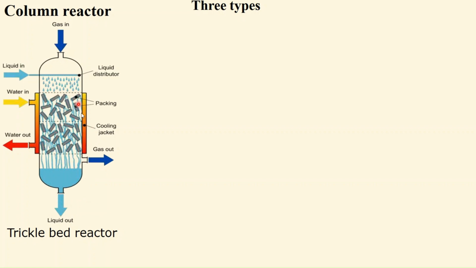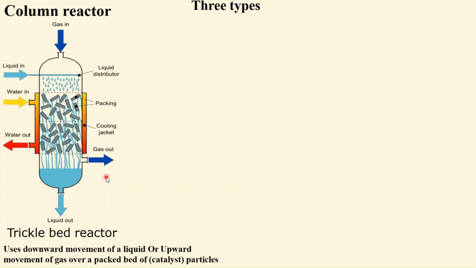Here the catalyst is a fixed bed, the reactant is the liquid which flows downwards, and another reactant is a gas which moves upwards. These are useful for heterogeneous catalytic reactions. The gas flows upwards and the liquid flows downwards. They are counter-current in nature. This will be helpful for heterogeneous catalytic reactions.